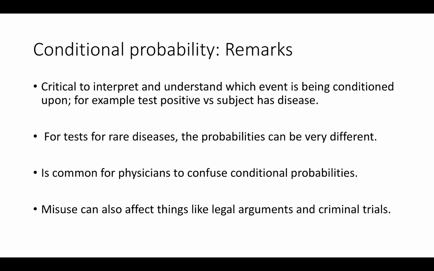So as you can see, we need to be very careful when using conditional probabilities. And in particular, what event is being conditioned on, what is being assumed. And in certain situations, the probabilities can be very different. For example, if you have very low probabilities, in the case of rare diseases, for example. And it's also famously, physicians and lawyers confuse these concepts.